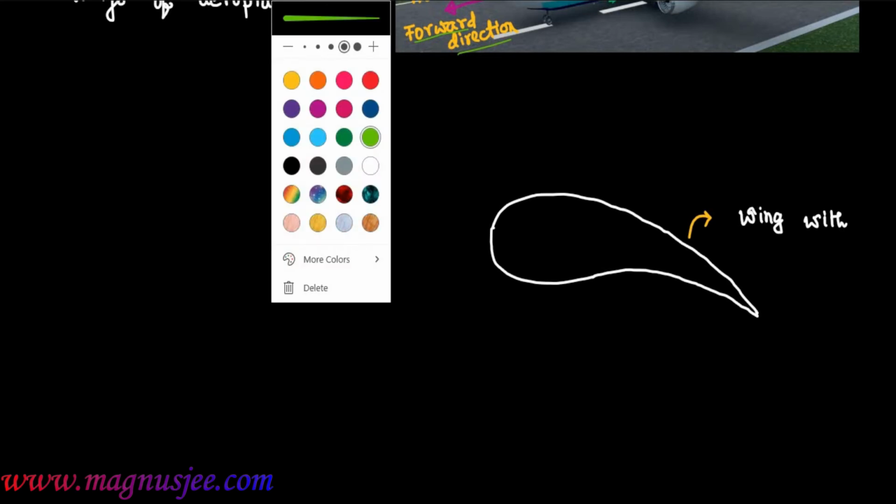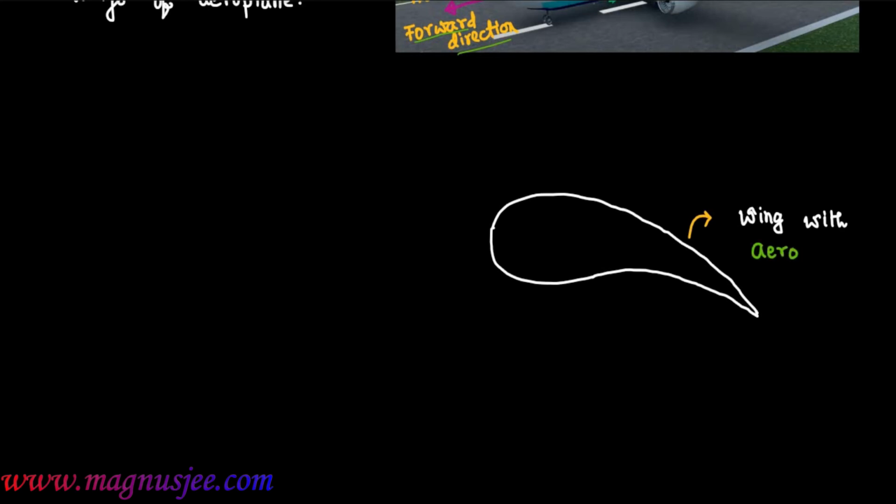We can draw the airfoil shape of the aeroplane wing. This is the airfoil shape. Its leading edge is more thick than its trailing edge. This is the wing of the aeroplane with airfoil shape. Its leading edge is more thick than its trailing edge.